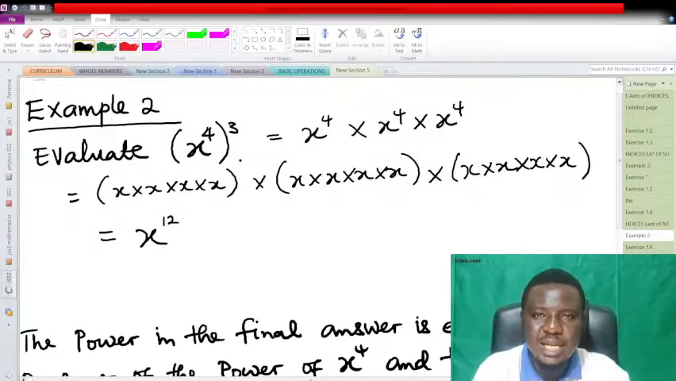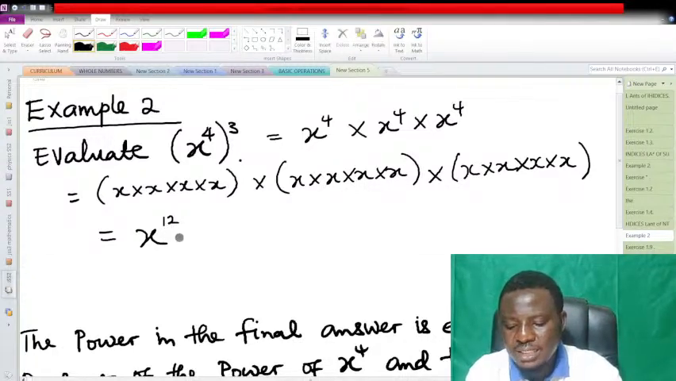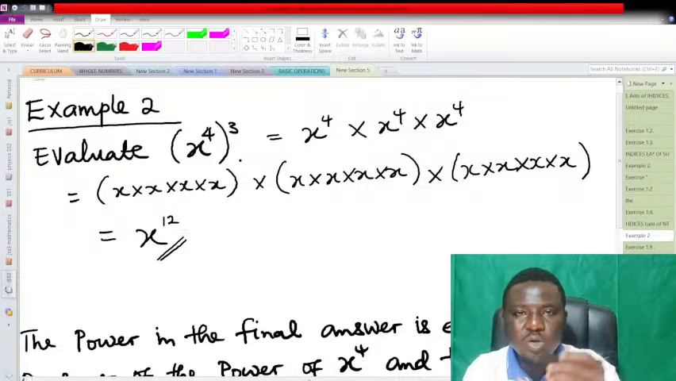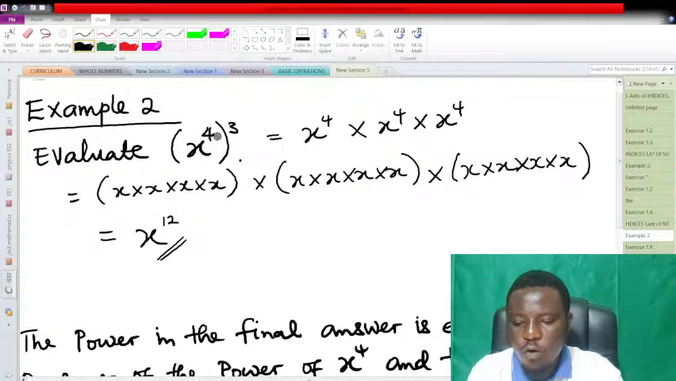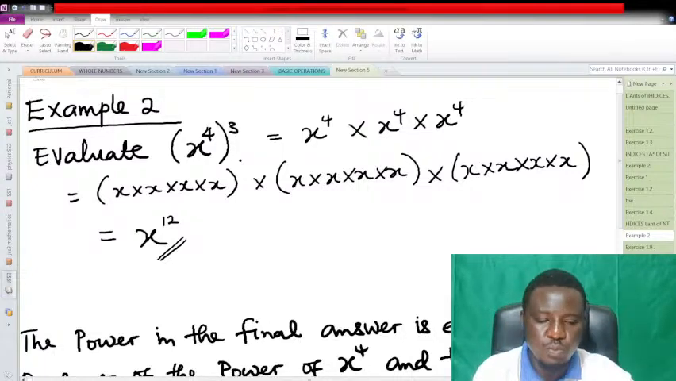Same thing as we did in the first example. If you look at it, you will agree with me that the answer we got is also the same when you multiply the powers of x outside and inside, so that this becomes x raised to the power of 4 times 3, which is the same thing as x raised to the power 12.